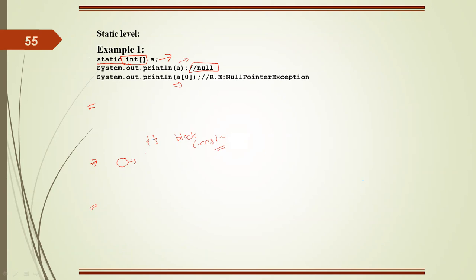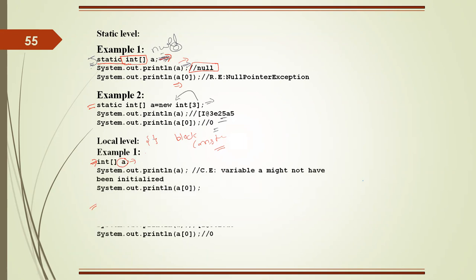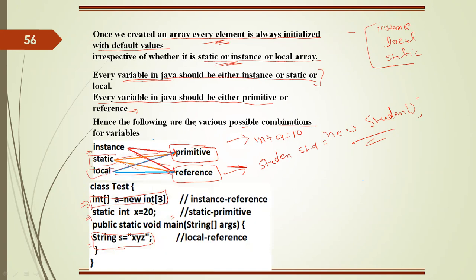Now at static level, static int[] a. If you try to access it, you get null, because the array reference is initialized with null. If you create an object and initialize the size, then you will get the same thing, zero. Same example, and local. Once we create an array, every element is always initialized with the default value, irrespective of whether it's a static, instance or local variable, whatever it is.